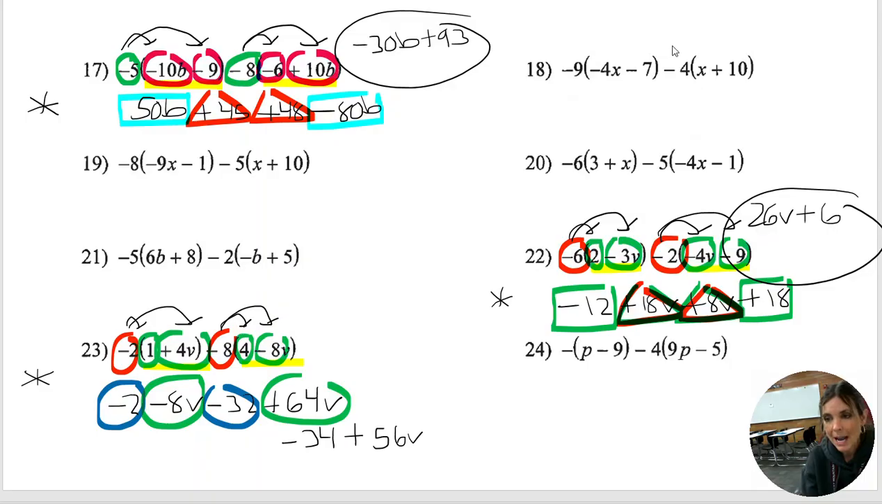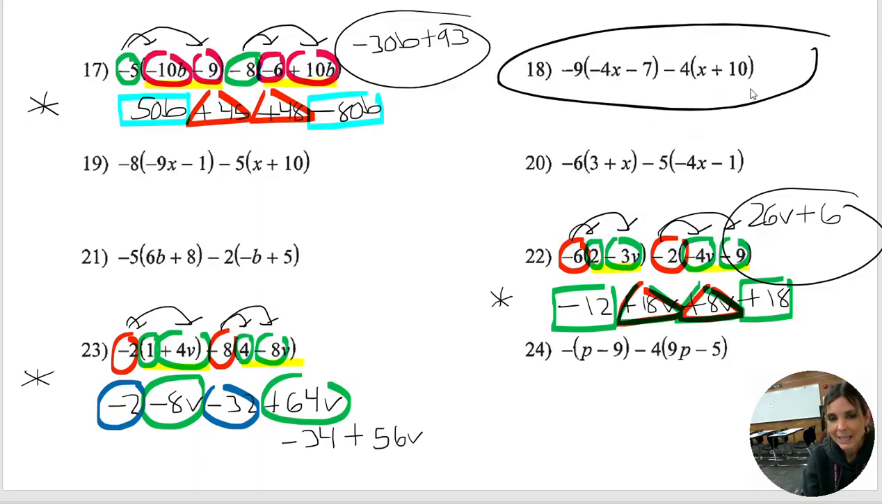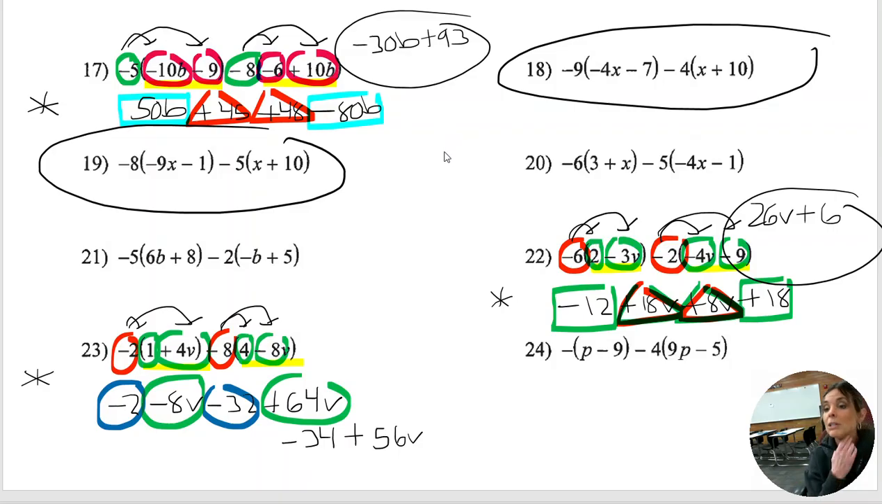Okay, now here's what I want you to do. You are now going to do number 18 and 19, show me all of your work. You're going to do both distributions, then you're going to combine your like terms. Okay, distribute, write it down, and then bring down your terms and combine your like terms. Bring it back to me. I'm going to check it off with you, and then I'm going to have you do the other two.